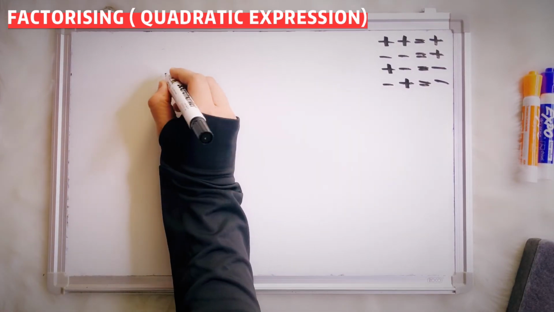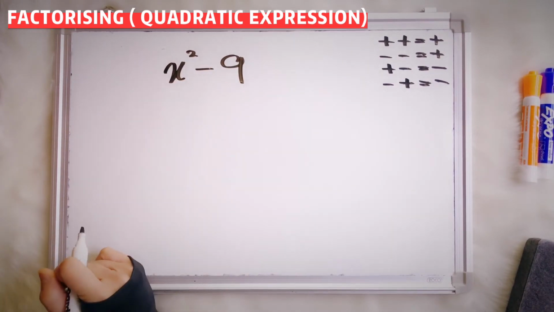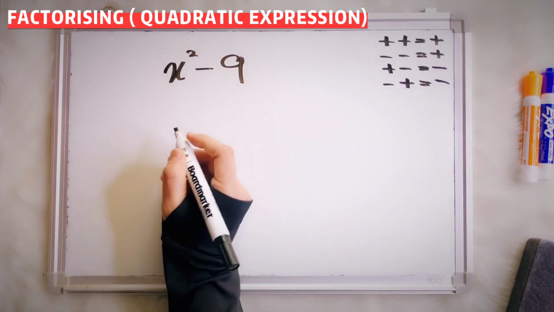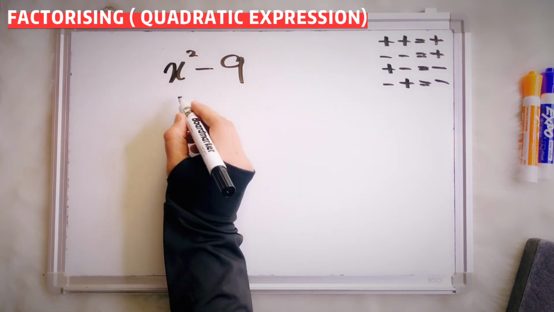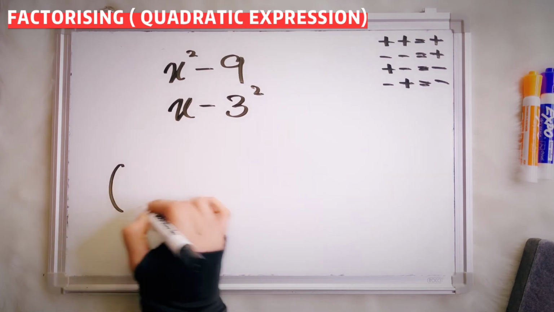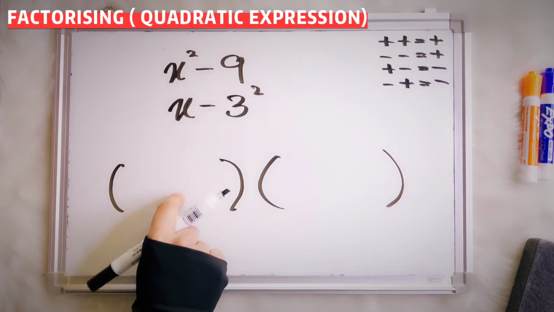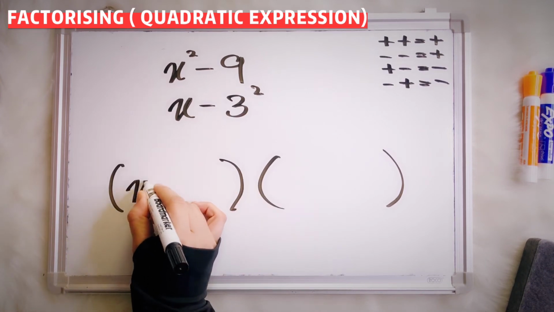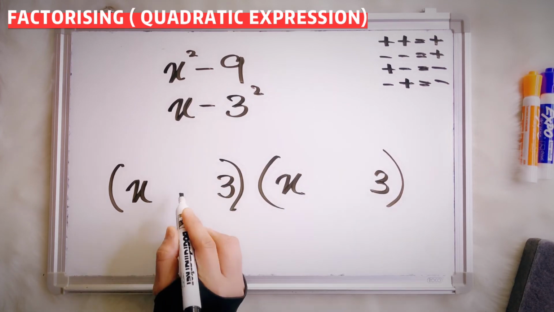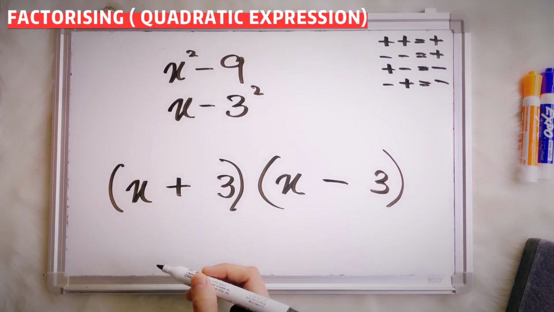Okay, let's say I give you this kind of question, x squared minus 9. How to do it? Normally we have 3 terms, right? But here we only have 2 terms. So for this question first, you have to put it like this. 3 squared, correct? So now this is x and this also x. So this is 3 and here also 3. So you have to put 1 plus, 1 minus. Okay, let's check. Is it correct or not?